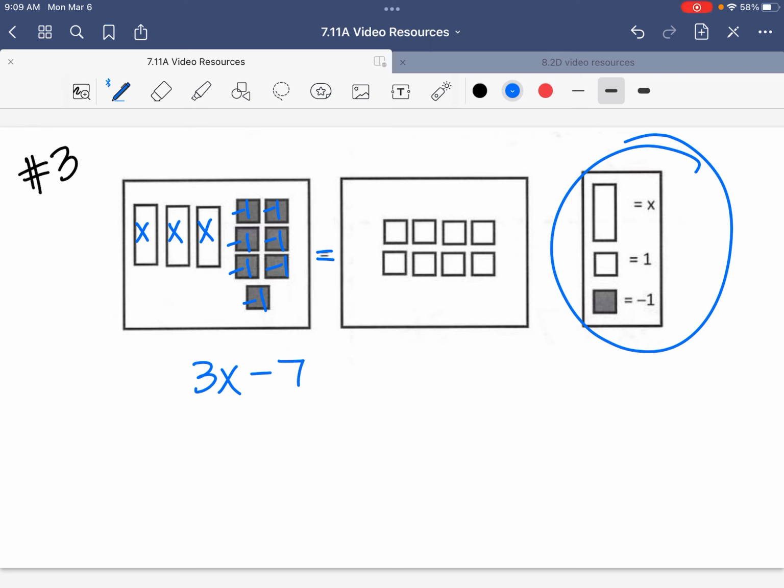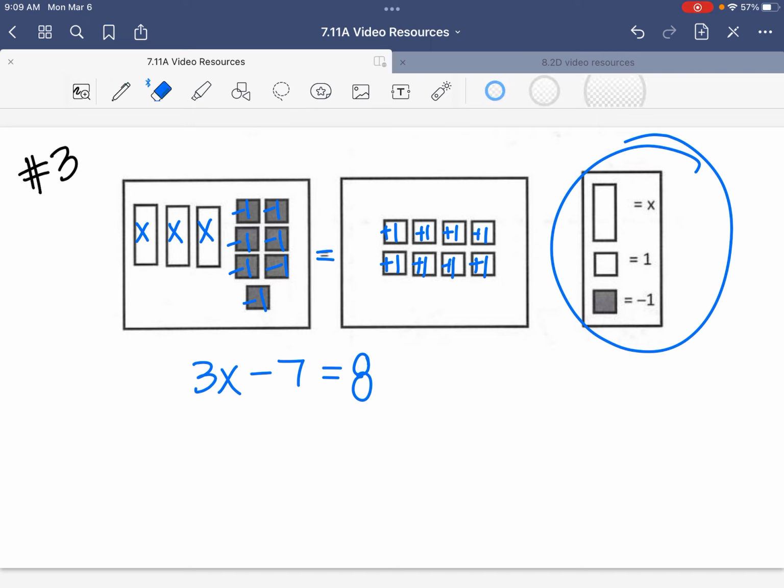And all of that will need to equal the 8 positive 1s that I have on the right-hand side. So 3x minus 7 is equal to 8. Now we can use the picture, or we can use the equation that we just developed to solve it.